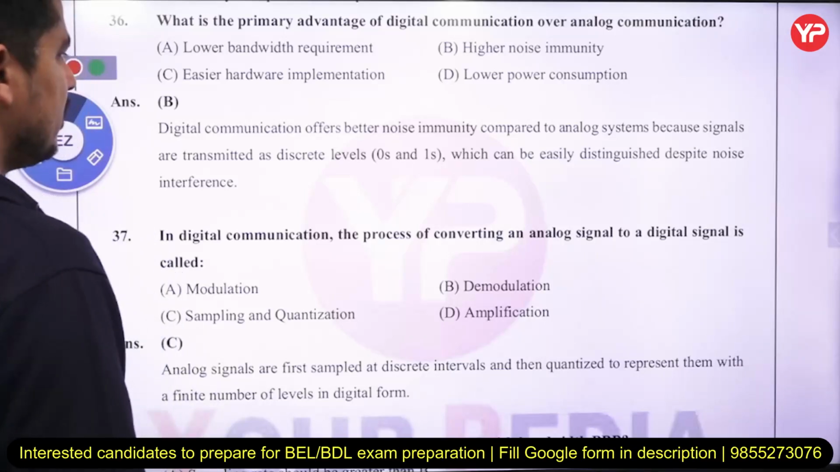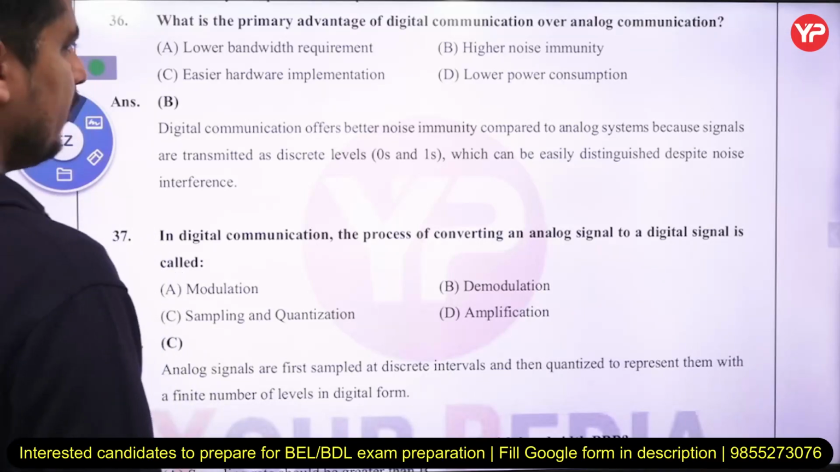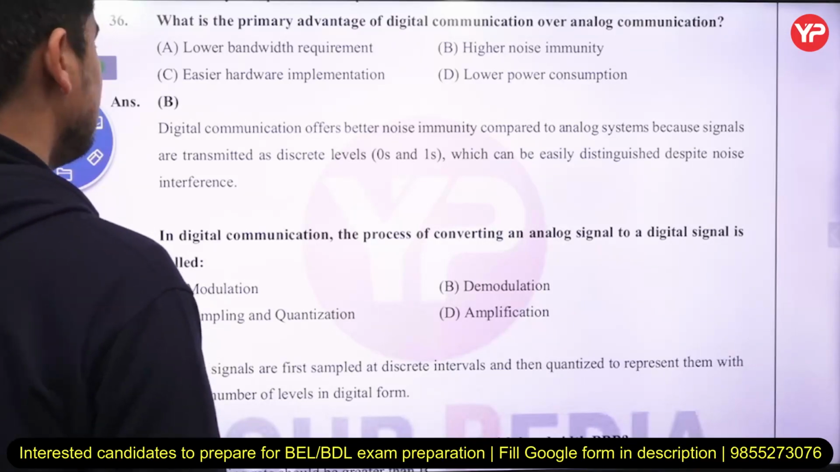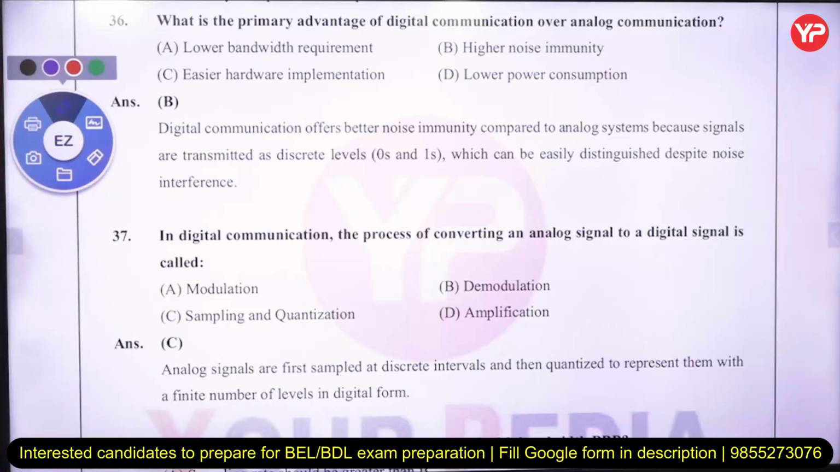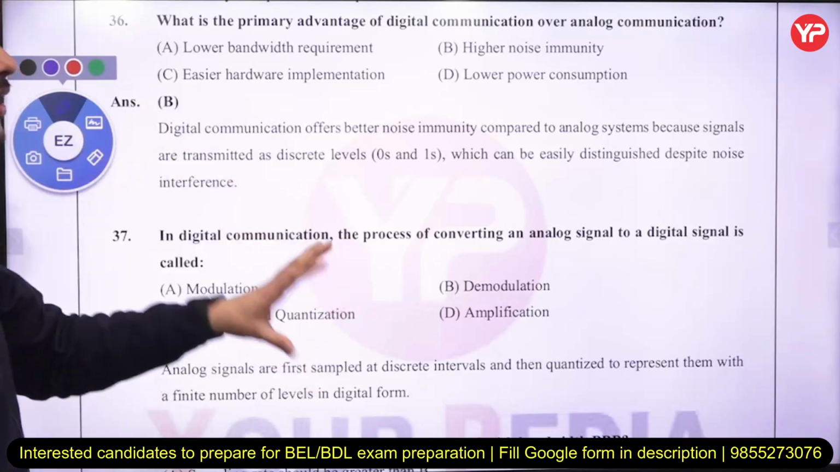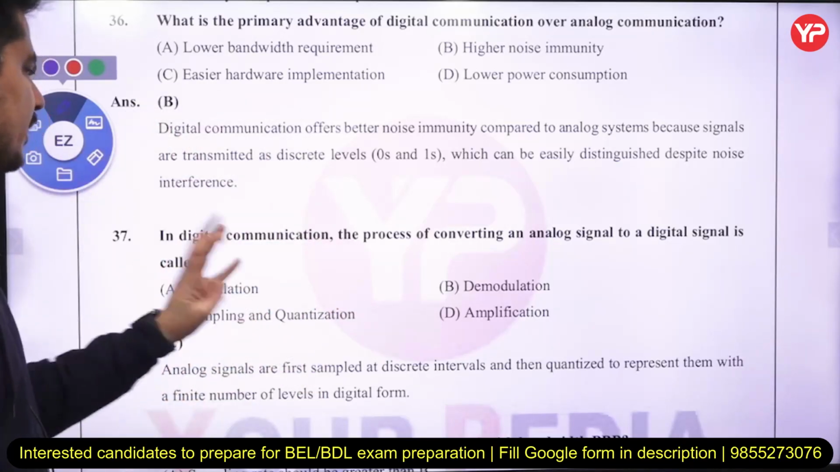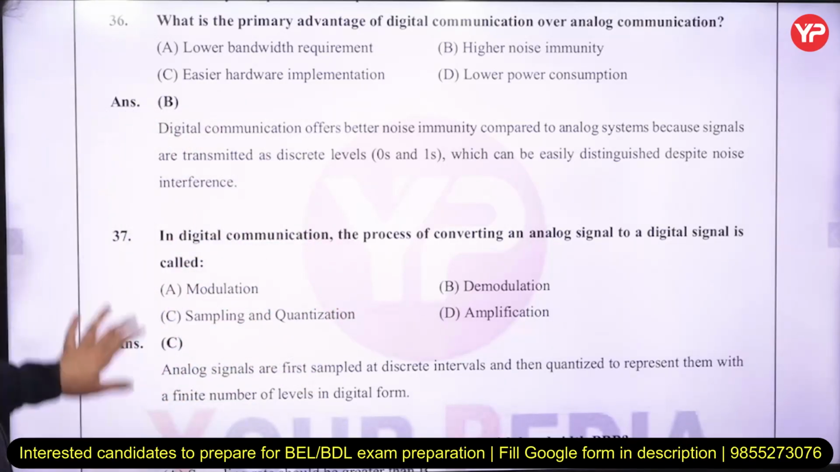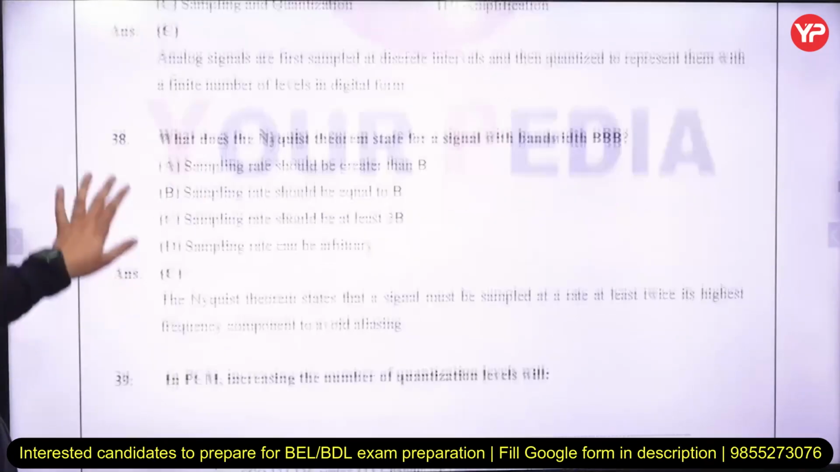In digital communication, the purpose of converting an analog signal to a digital signal is called as... Whenever you convert an analog signal to a digital signal, there are two things, that is sampling and quantizer. So what will be the answer? C. I already discussed this thing with you.